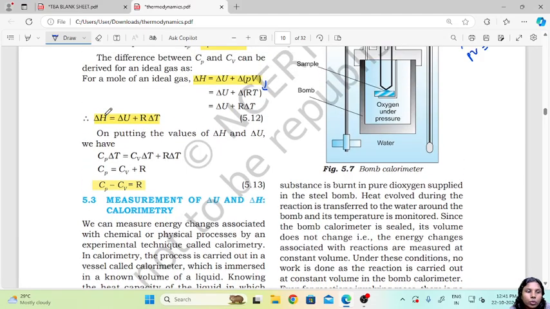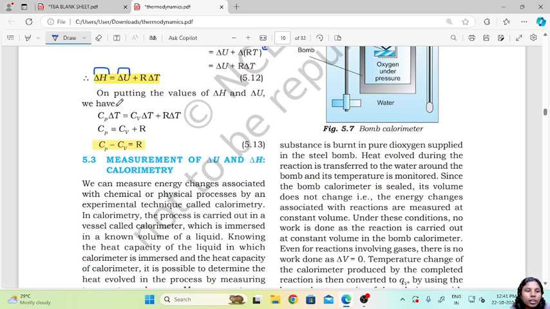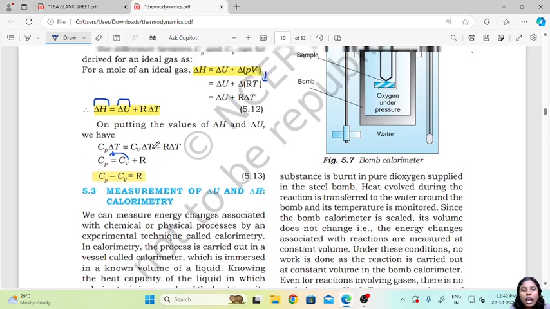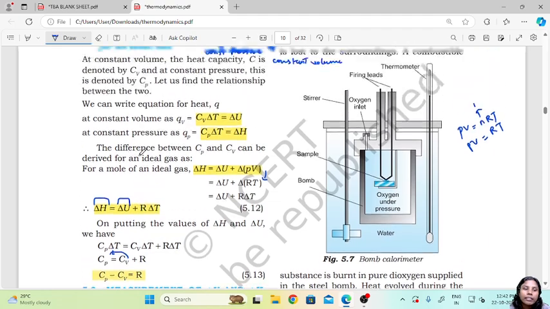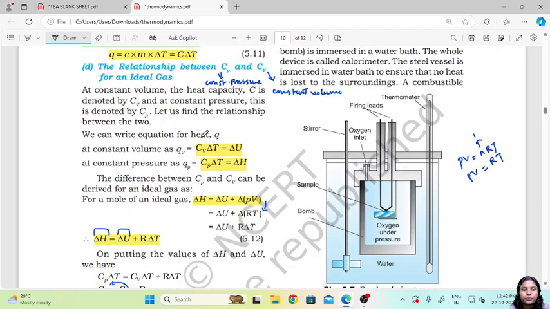Now if we already know the values of these two, delta H and delta U, we directly substitute them in the given formula, that is Cp delta T equals Cv delta T plus R delta T. From here this temperature term we can take out and we will have Cp equals Cv plus R. Now if I want to find the difference, you take this quantity over here. So we'll have Cp minus Cv equals R. So basically the difference between Cp and Cv gives us the R value, that is the gas constant.